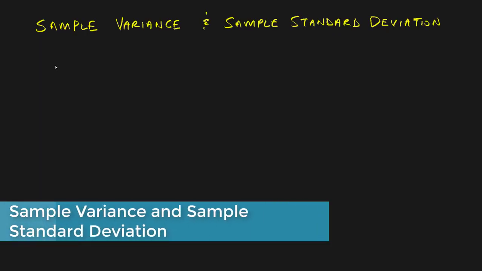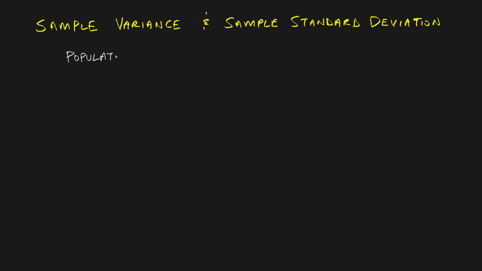In all of my variation videos so far, what I've been doing is working with population values. So let me show you what I mean by that. When we worked out deviations, a deviation was said to be x minus the population mean. It's the difference between a score and the population mean, showing you how far an individual score is from the expected population mean.